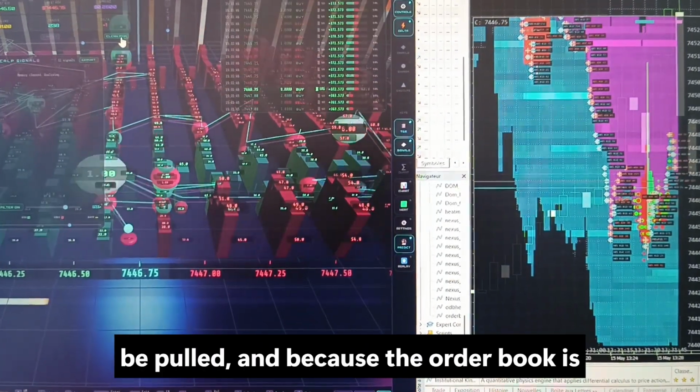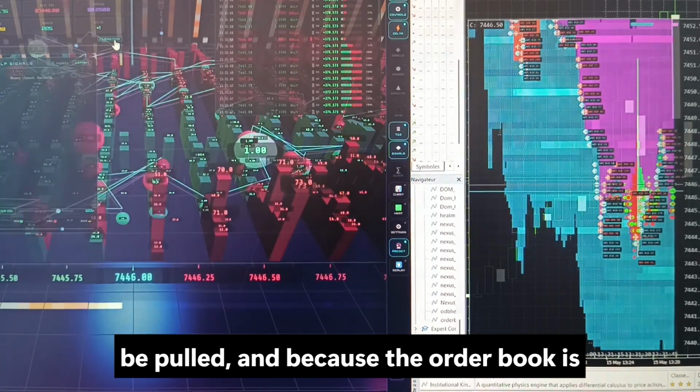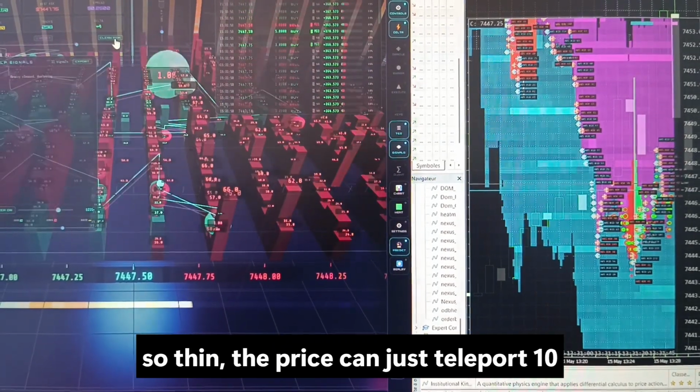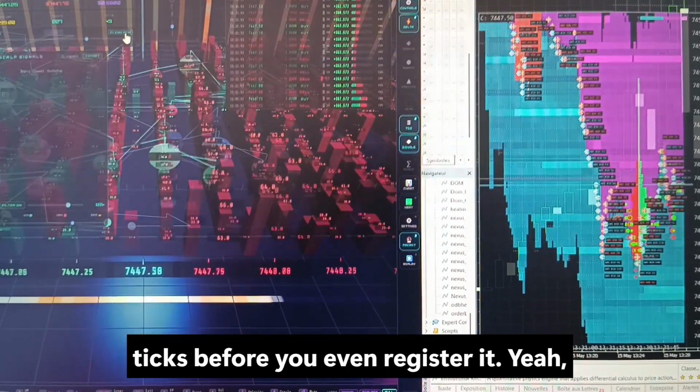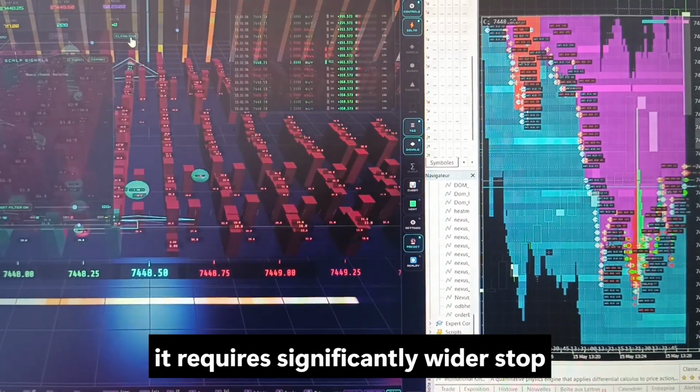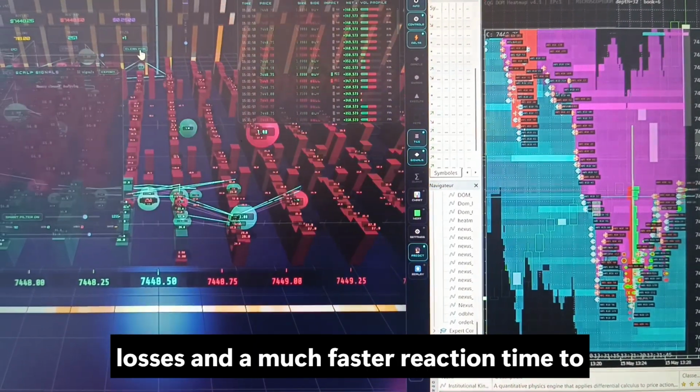A wall of liquidity can be pulled, and because the order book is so thin, the price can just teleport 10 ticks before you even register it. Yeah, it requires significantly wider stop losses and a much faster reaction time to survive.